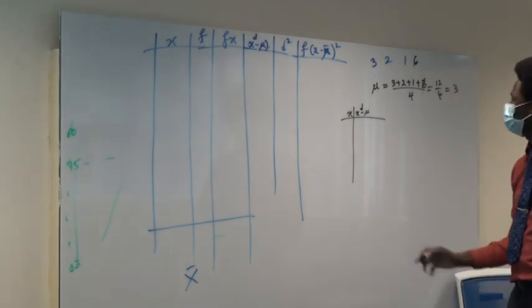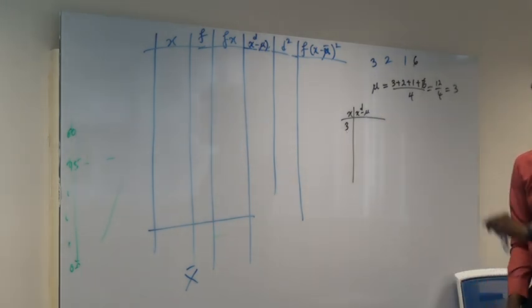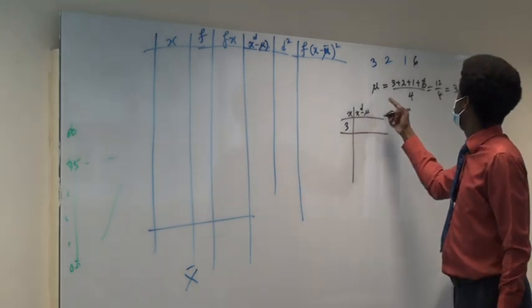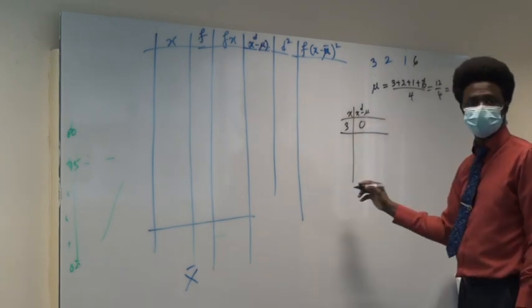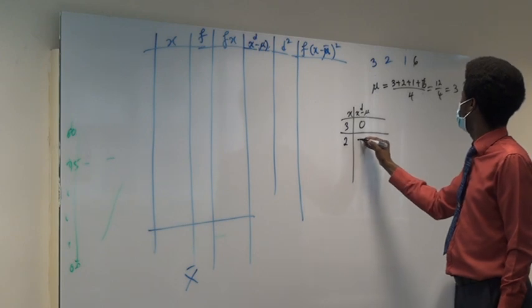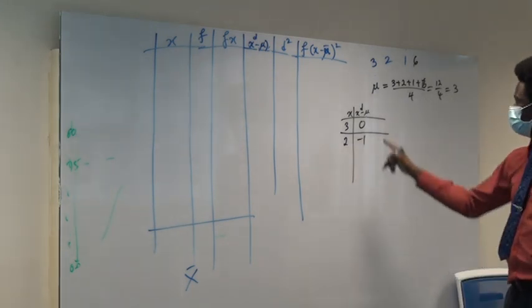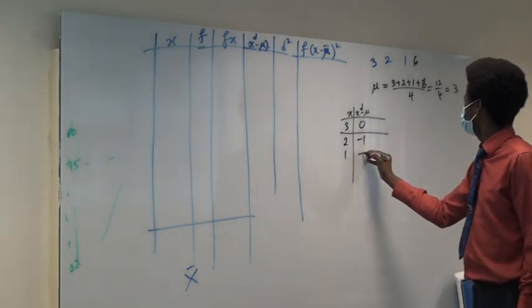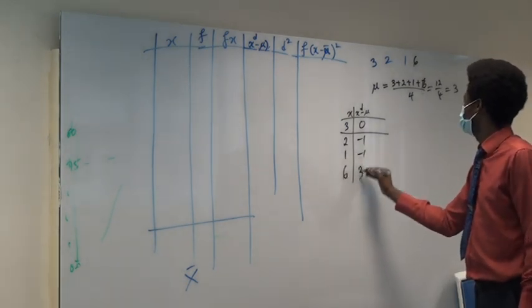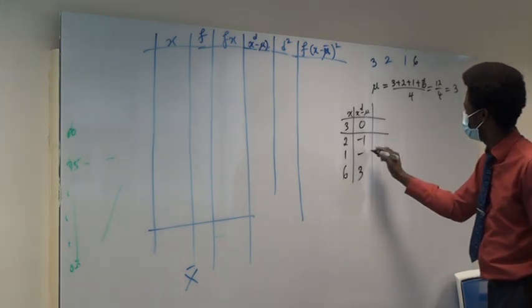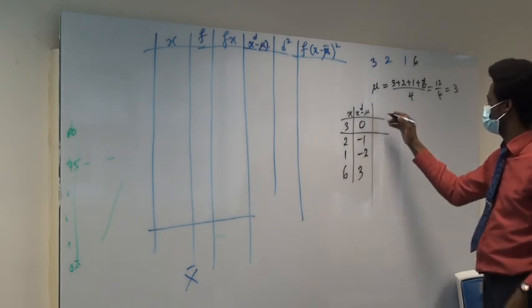data from the mean. The first data is 3. You see, this does not require the rearrangement. You don't have to. 3 deviates from 3 by 0. 2 deviates from 3 by what? X minus that. Then 1 minus 3 is minus 2. Does this make sense? I'm trying to rush because of the time.